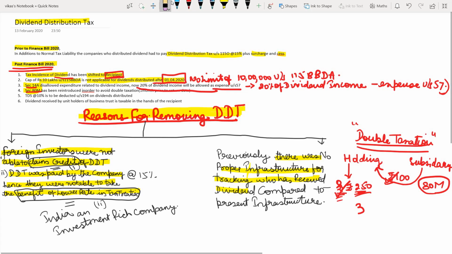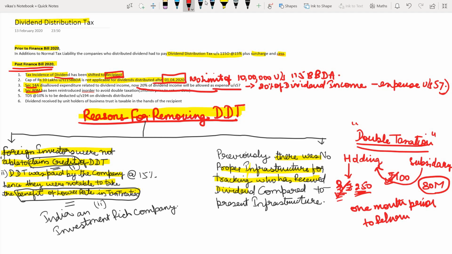1 month before the return filing date, meaning what? If the dividend is distributed by the holding company, if this 100 rupees dividend is distributed by the holding company 1 month prior to the return filing date, then in that case this 100 will be allowed as deduction.